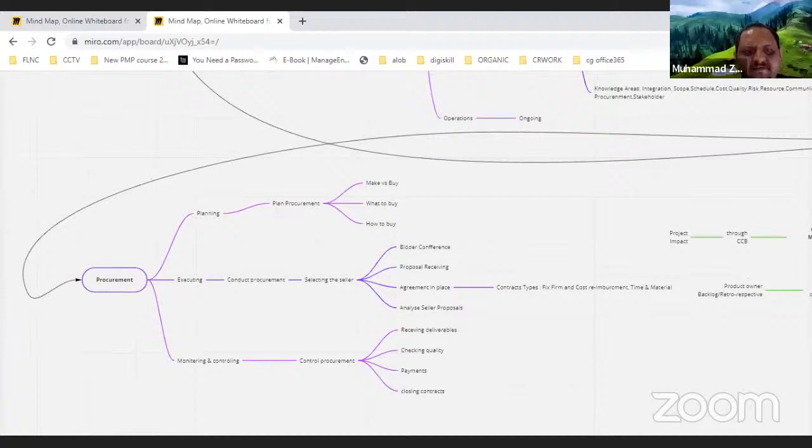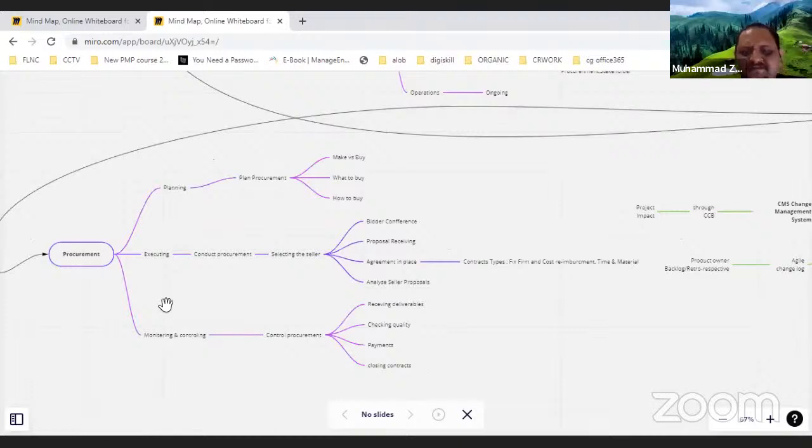So the second thing is the procurement. I will explain how we do procurement. First is the planning phase. We do plan procurement. We do make and buy analysis, what to buy, how to buy, and then in the execution phase, normally we conduct procurement that starts with selecting the seller. We hold the bidder conference, and then we do the PSOW, that we call procurement statement of work.